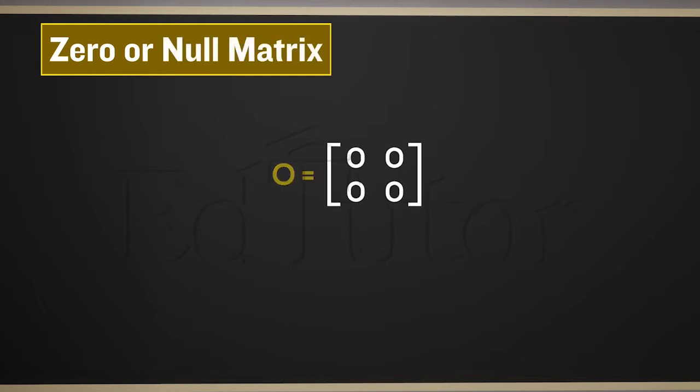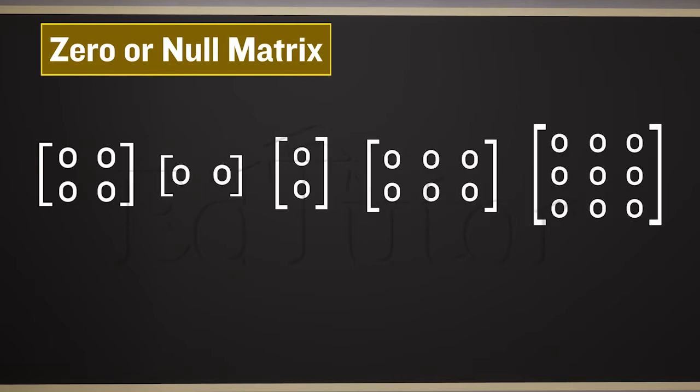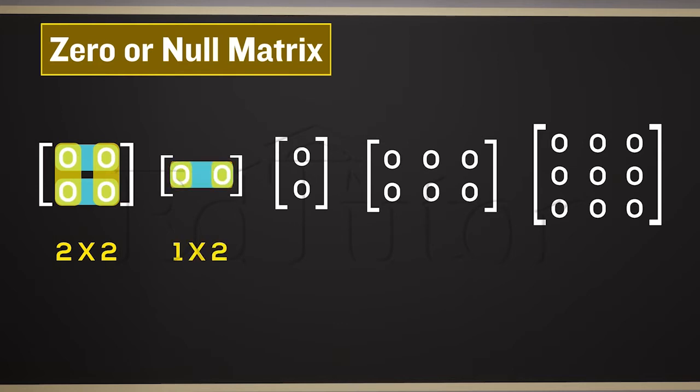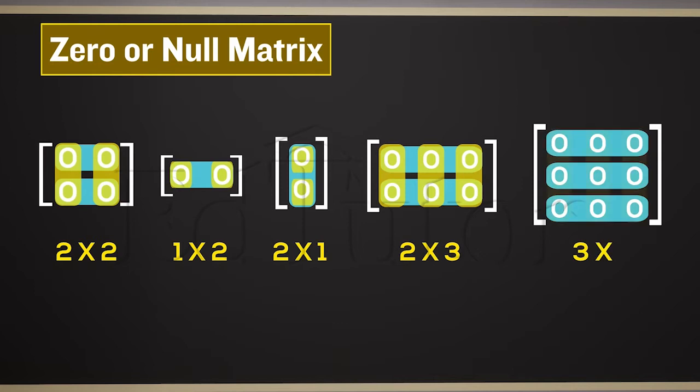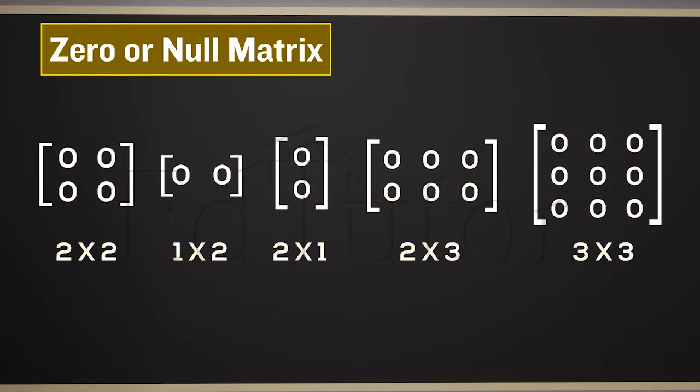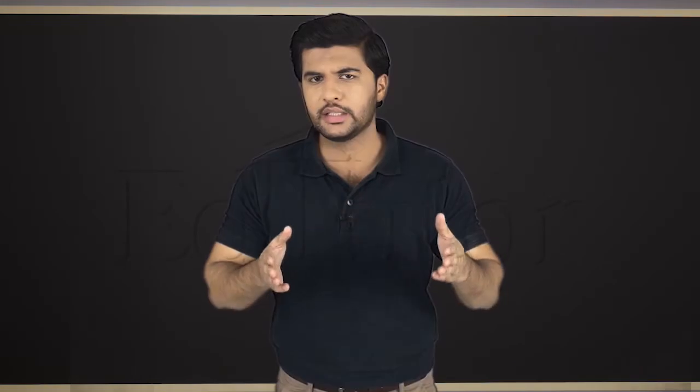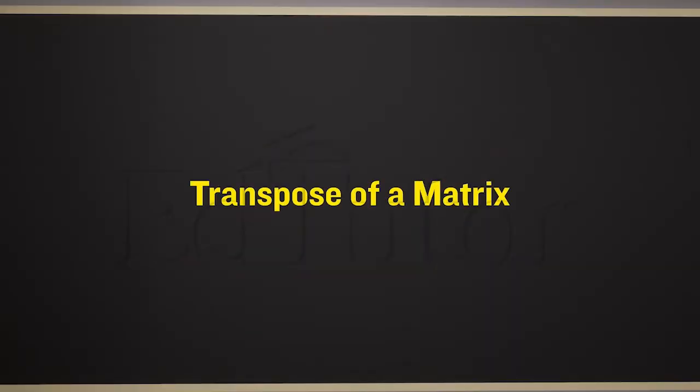Take all these matrices lined up perfectly on your screen, for example. They are all null matrices of different orders: 2 by 2, 1 by 2, 2 by 1, 2 by 3 and 3 by 3. Since all the entries are zeros, order doesn't matter. They are all null or zero matrices. Time to look at the next type.